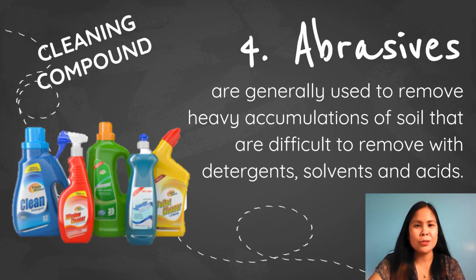They come in powder and liquid form and contain a kind of built-in elbow grease, which helps cut down on the hard rubbing required to remove soil. Scouring pads are also included in this category. So those are the 4 cleaning compounds that we can use in cleaning and sanitizing our kitchen tools, equipment, as well as kitchen premises.